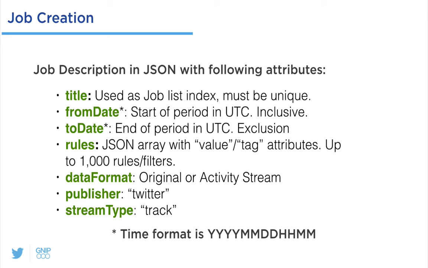The next 2 attributes, publisher and stream type, are static. They will always be set to these values. So if you're writing code, you can set these to these default values, where publisher is set to Twitter and stream type is set to track.